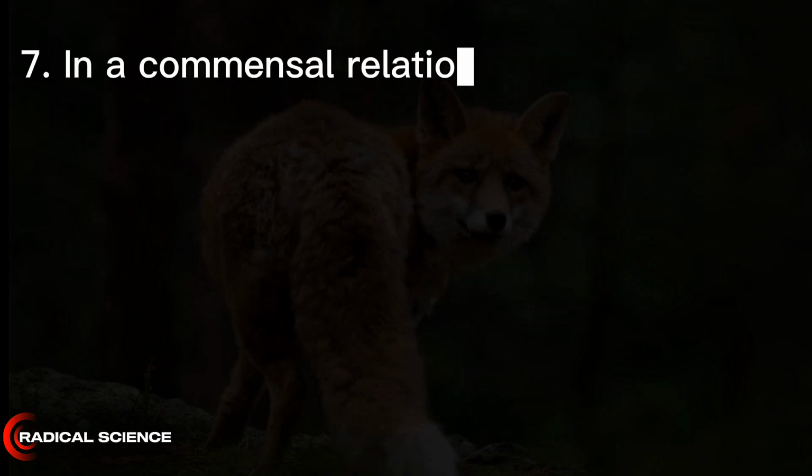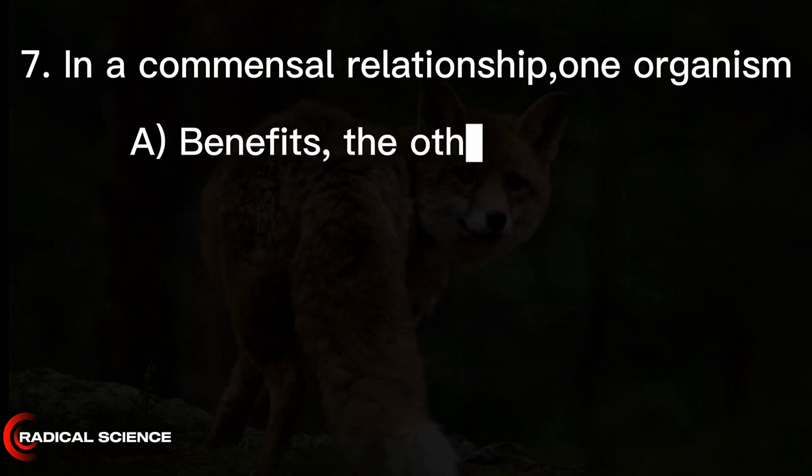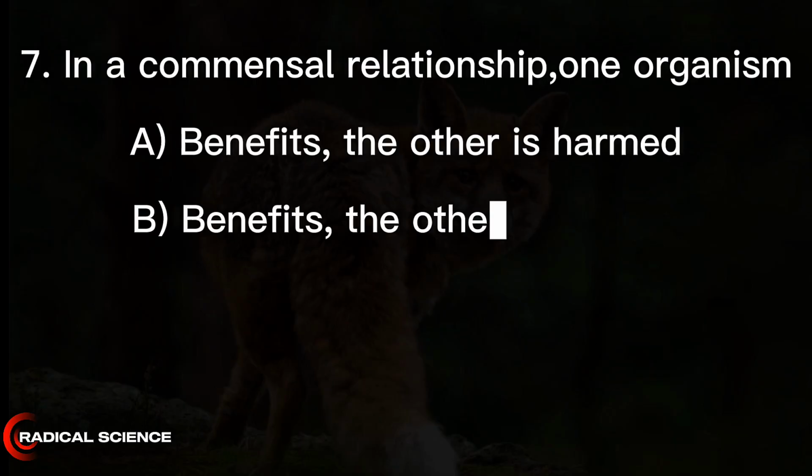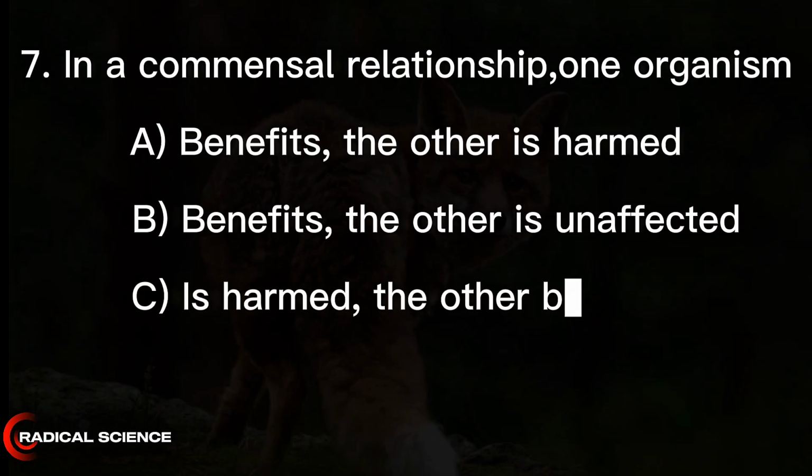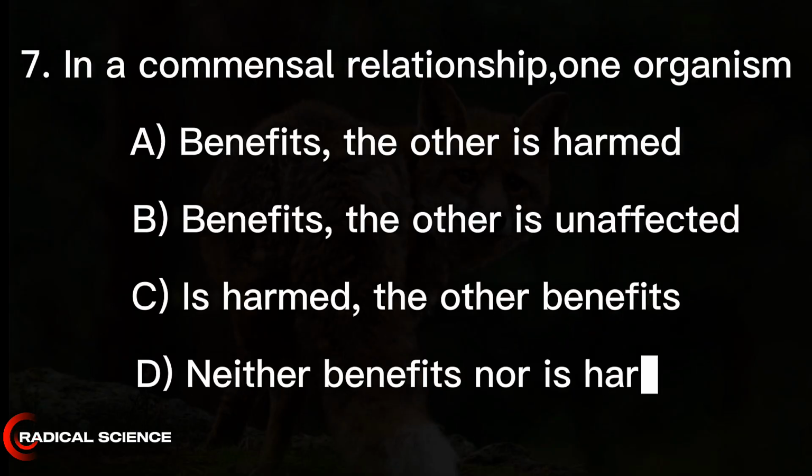Number 7. In a commensal relationship, one organism A. benefits and the other is harmed. B. benefits and the other is unaffected. C. is harmed, the other benefits. D. neither benefits nor is harmed.